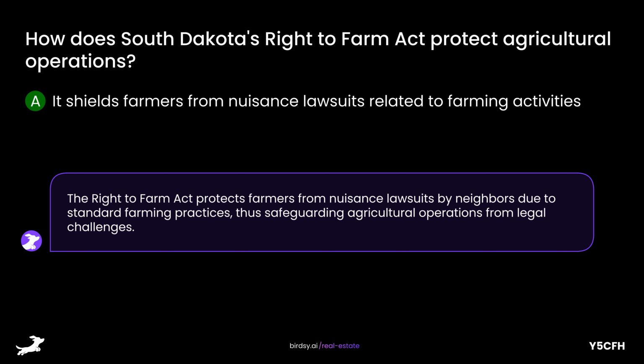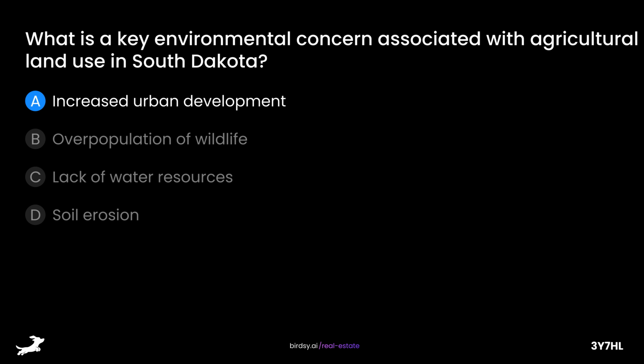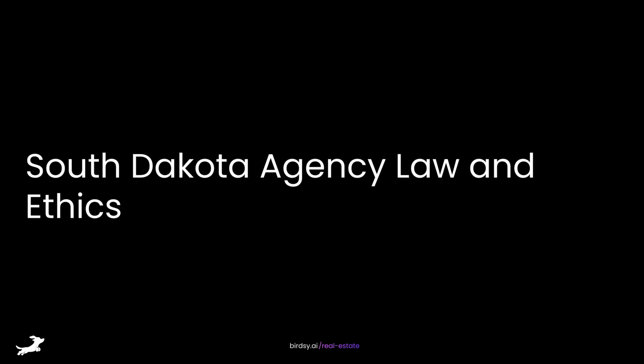operations from legal challenges. What is a key environmental concern associated with agricultural land use in South Dakota? Is it A, increased urban development? B, overpopulation of wildlife? C, lack of water resources? Or D, soil erosion? The answer is D, soil erosion. Soil erosion is a significant concern as it can lead to loss of fertile topsoil, impacting agricultural productivity and contributing to waterway sedimentation. Let's continue with a look at South Dakota agency law and ethics.